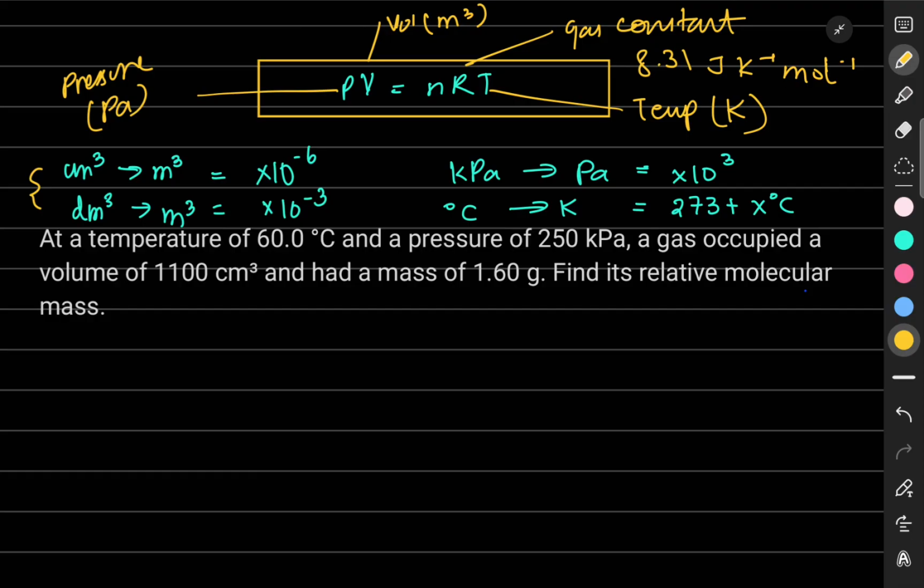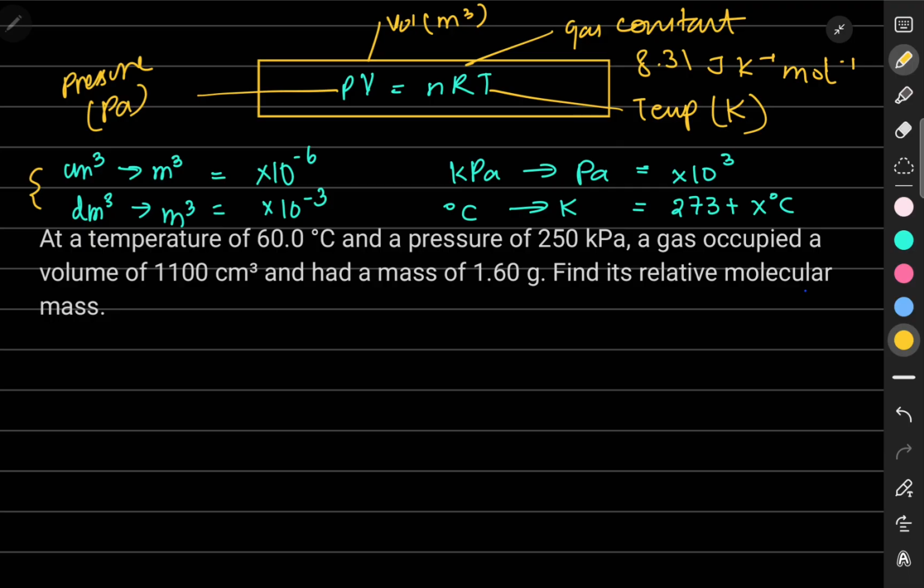PV equals nRT, and I have all of these different things labeled here so you know what's going on. The P in the equation stands for pressure, which should be in pascals. The V stands for volume, which should be in meter cube. N is obviously the number of moles. R is the gas constant, which has a fixed value of 8.31 joules per Kelvin per mole. And the T stands for temperature, which should be in kelvins.